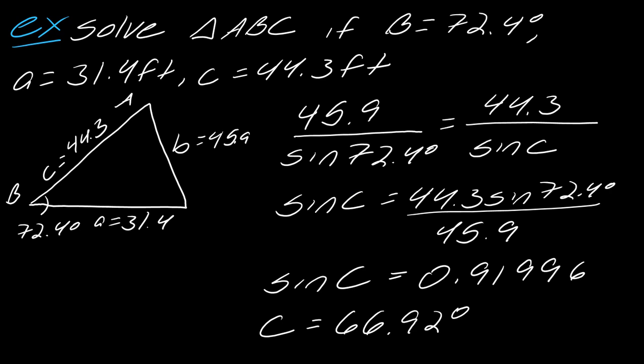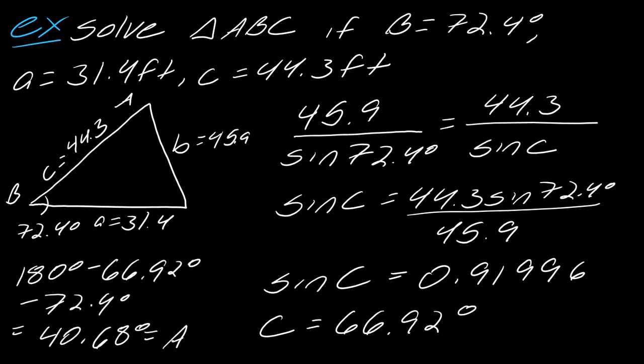Cool. And so now I've got C. So I want to find the last angle, A. Now I can just take 180 minus the other two angles that I found, and then I get angle A. And now I've figured out everything else on the triangle. So there you go.